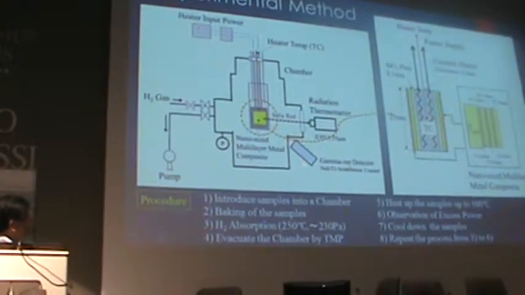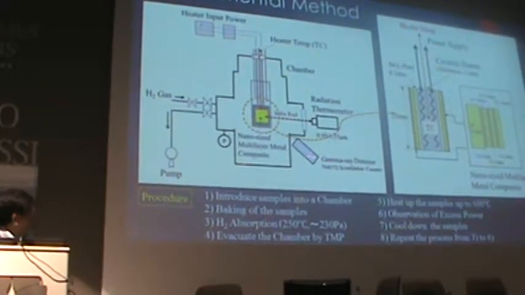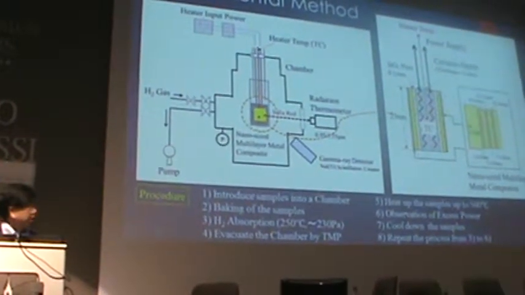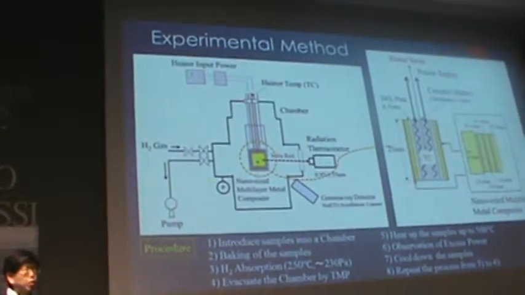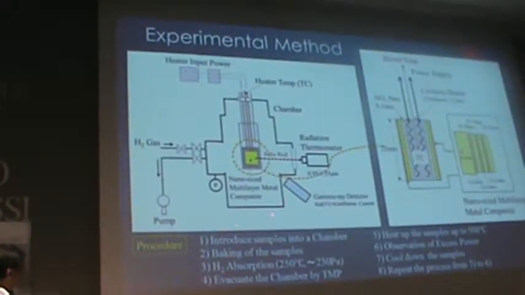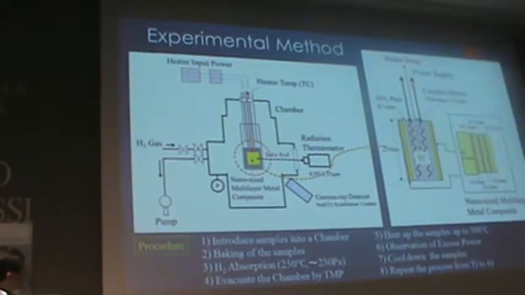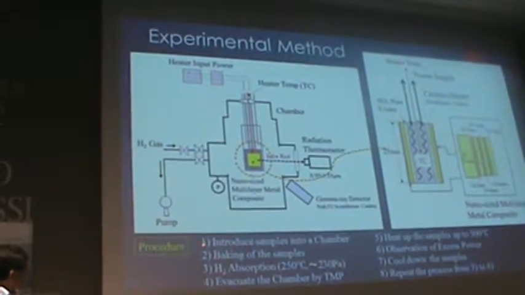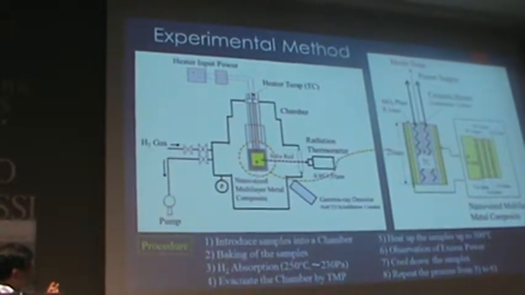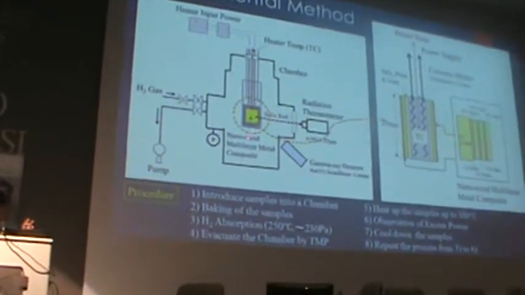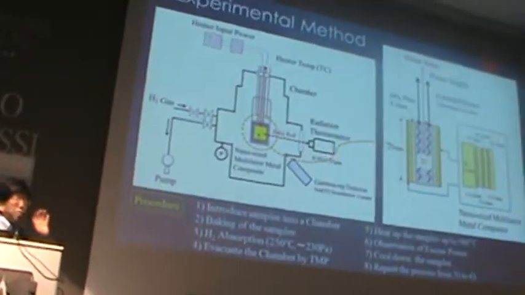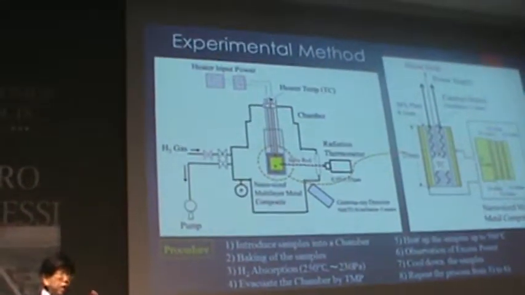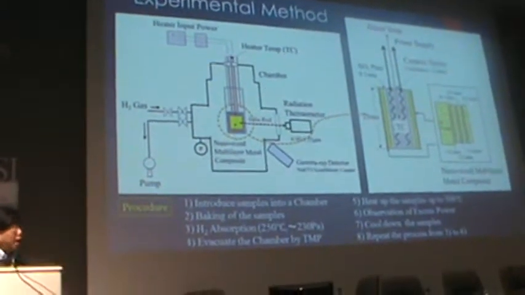And we also measure the gamma ray emission using this NaI scintillation detector, mainly for safety reasons. We did not have any increase of gamma rays during the experiment. Okay, so this is the procedure of this experiment. At first, we introduce a fabricated sample into the chamber. And for about 1 or 2 days, we bake the samples to remove mainly water or other impurities.